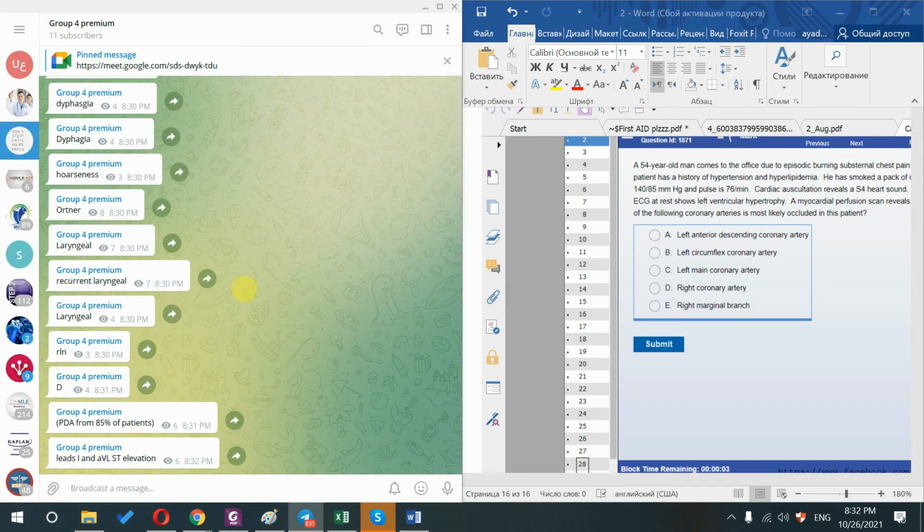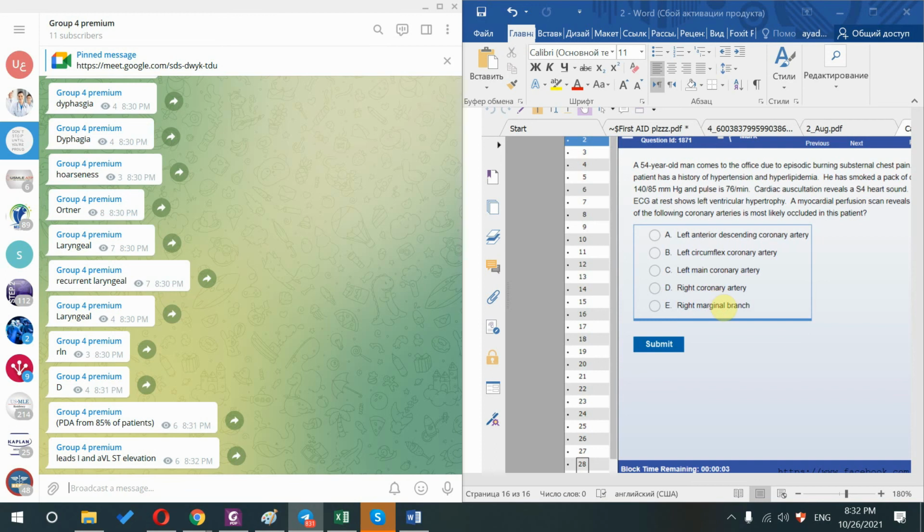So people are writing right coronary artery. D is right coronary artery. Some people are writing posterior descending. Is that an option? Left anterior. No, it's not an option. Lead one? Oh, yes, lead one. In case of inferior MI, it will be lead 2, 3, and AVF.